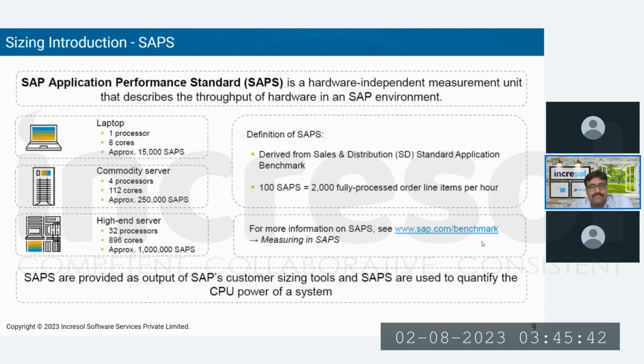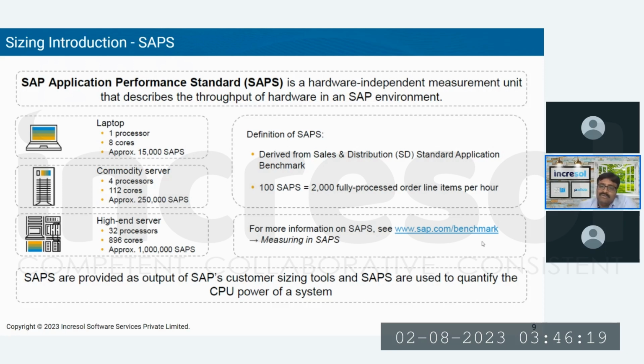Okay, the SAPs, I think most of you are already aware of it. The SAPs is a metric that is used by SAP to assess the CPU sizing predominantly. Most of the ECC sizing happens through the SAPs concept. Nowadays, even in HANA, a little bit of SAPs will be used. The SAPs full form is SAP Application Performance Standard. It's a metric derived from your Sales and Distribution benchmarking. It's like how many line items of a sales order will be processed in an hour. That will be considered as a SAP.